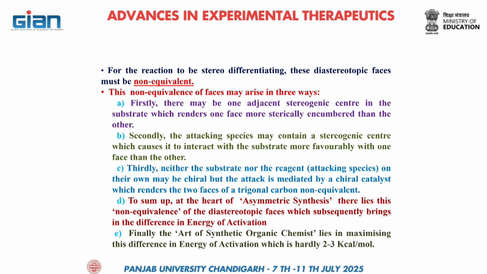Third, neither the substrate nor the reagent on their own may be chiral, but the attack is mediated by a chiral catalyst. Okay, we have no chirality in the substrate, we could not attach any auxiliary, there is no chirality in the reagent either, so the catalyst must have something that is able to distinguish both the faces. So to sum up, the heart of asymmetric synthesis lies in the non-equivalence of diastereotopic faces, which subsequently brings in the difference in the energy of activation. Now a very simple example, just one example I will tell you, okay.